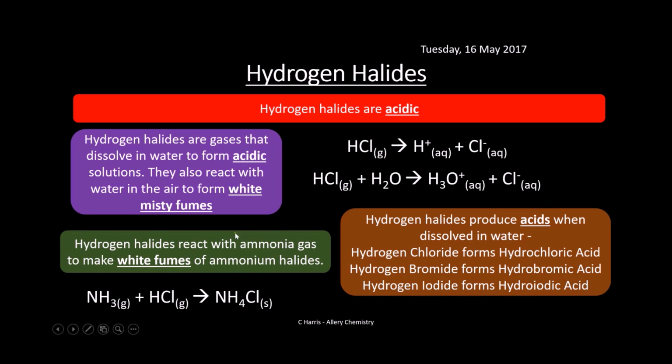Hydrogen halides also react with ammonia gas. They make these white misty fumes of this salt that's being produced here. So we get ammonium halides. This is a very straightforward addition reaction. Ammonia reacts with HCl and you form ammonium chloride, which is this product here.